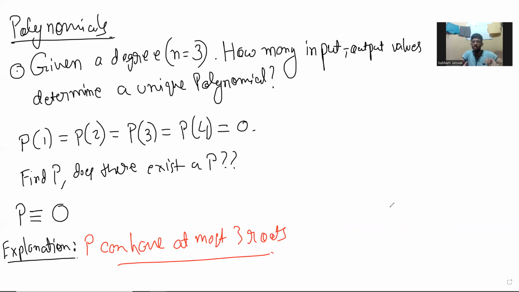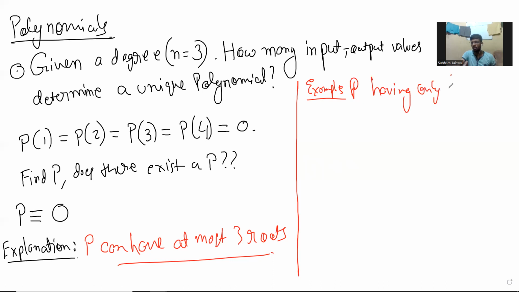So we'll come to this, but can you just give a simple example of a 3-degree polynomial P having only one root, one solution? Say root, because it's not an equation, so strictly speaking solution is not the correct thing.